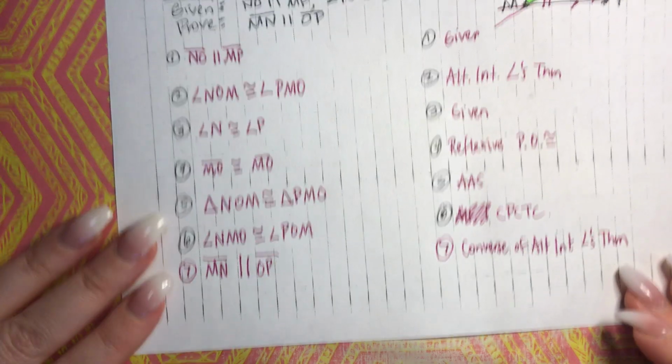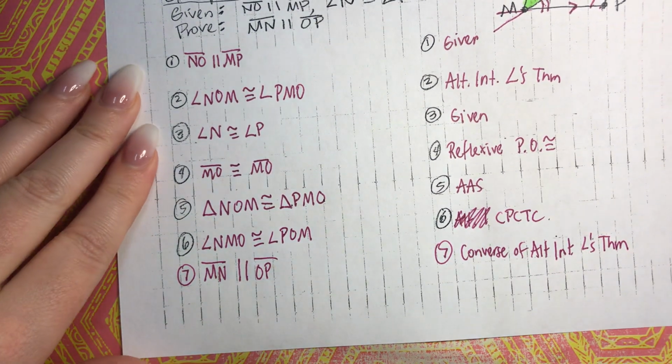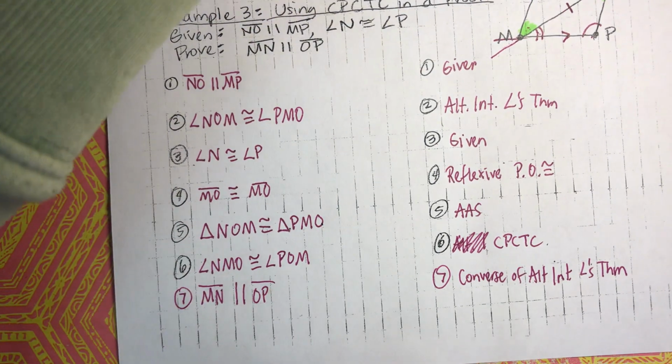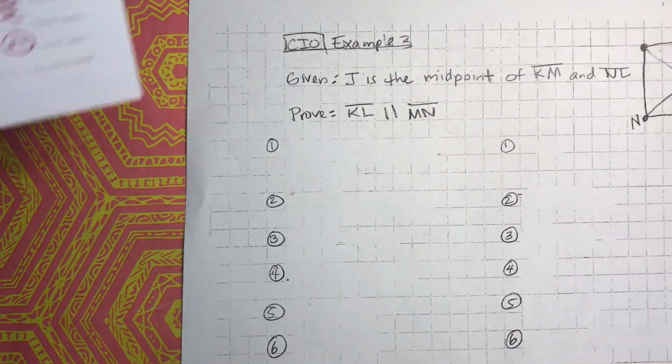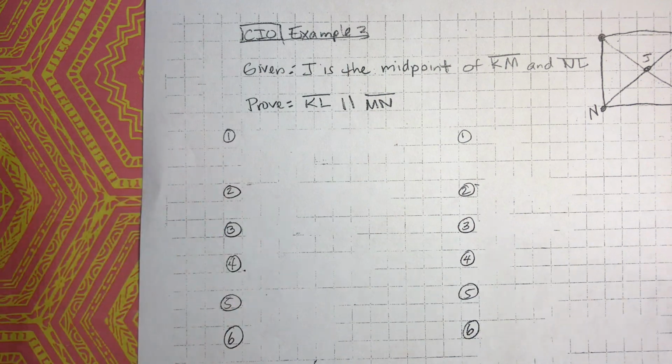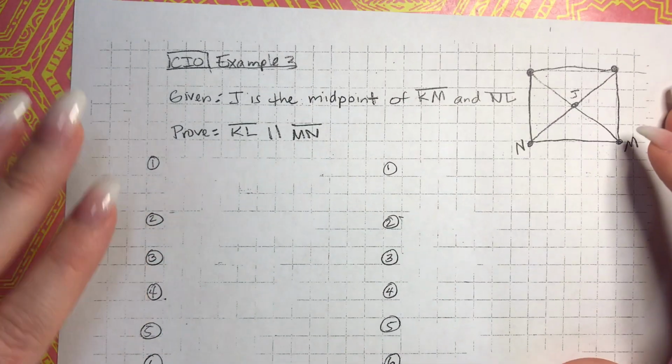All right, that's it for Check It Out Example 3. Let's go ahead and look at Check It Out Example 4. No, not Check It Out Example 4. I'm sorry. Check It Out Example 3, okay? We're going to do one more.